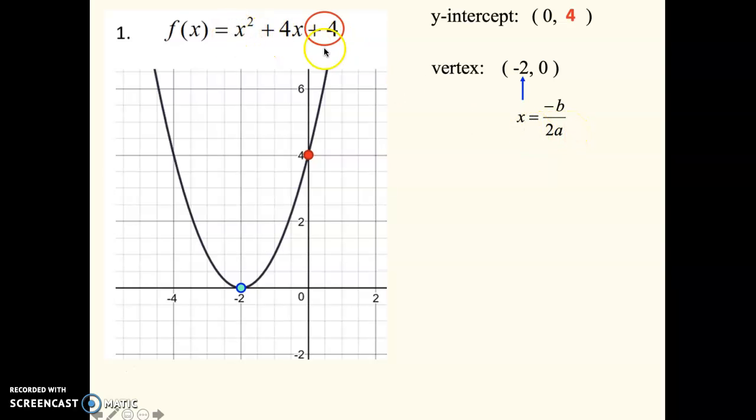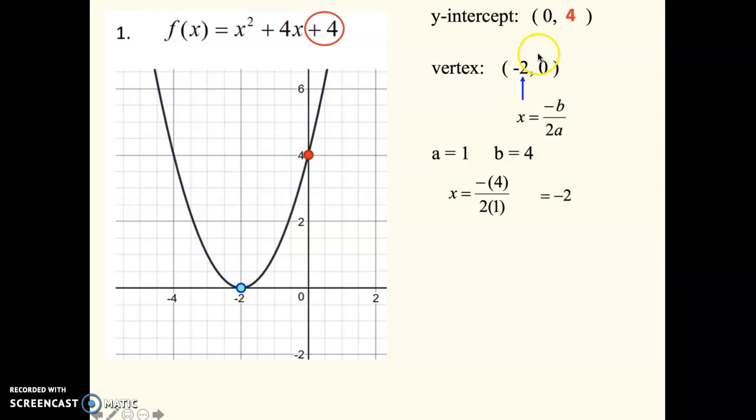Well, if we look at our equation, my a is 1 and my b is 4. I'm going to list those out just like I did with the quadratic equation. If I substitute those into the little equation here, I get -4 divided by 2, which is -2, which is what we saw visually, so it matches.